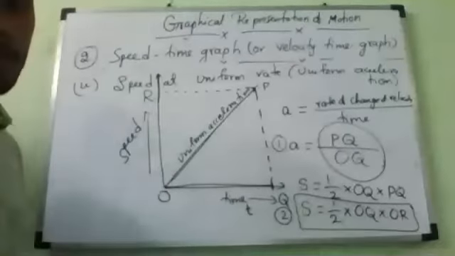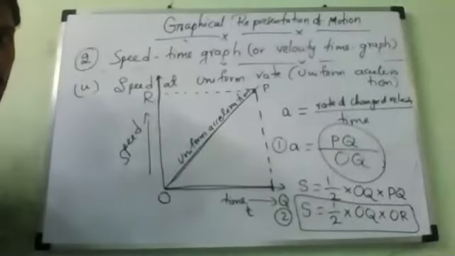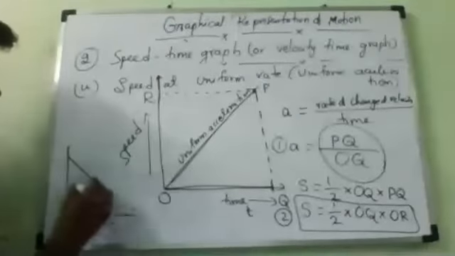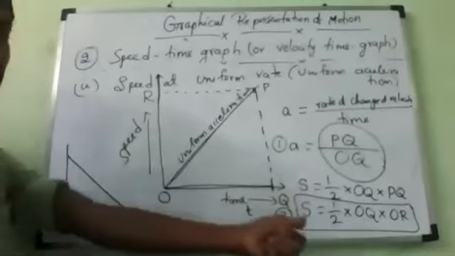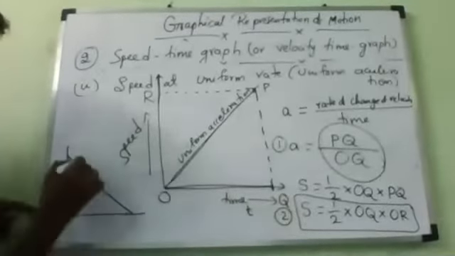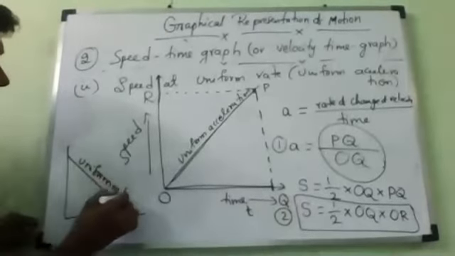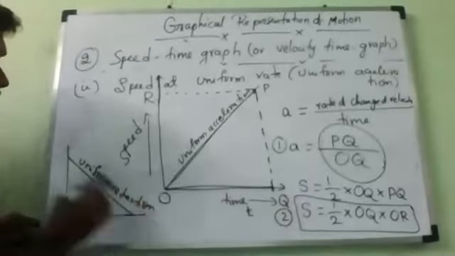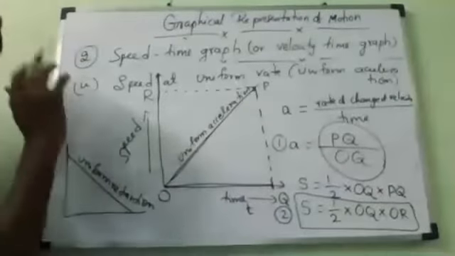Retardation, how will the graph come? Can you say? Retardation. It will bend downwards. The retardation graph will come like this. This is called retardation. That is also something you should remember. After this, you can write this one: uniform retardation. So in this also it is the same thing. We can calculate the same way. Nothing is going to change.